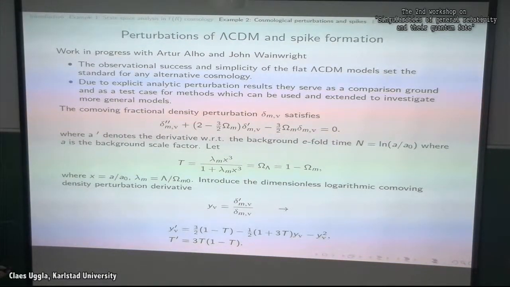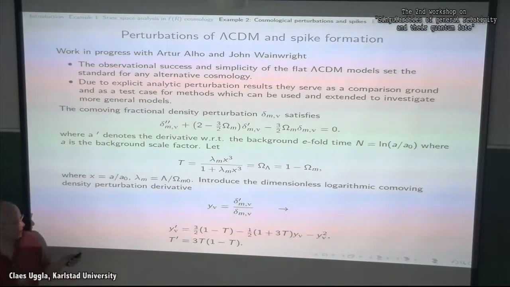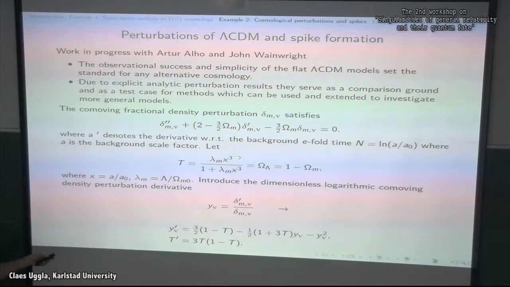These are not the best variables to actually solve the problem, but this is how it's often presented. So you take the co-moving density perturbation, you have a second order equation, you have background matter described by omega m here, which you can describe in terms of a normalized scale factor parameter. I'm going to use e-fold time. I'm going to transform it using the linearity to a first order equation. I'm going to use effectively a background variable as an extra variable.